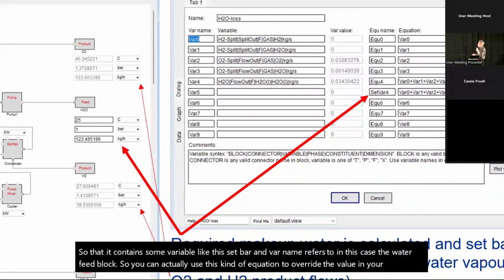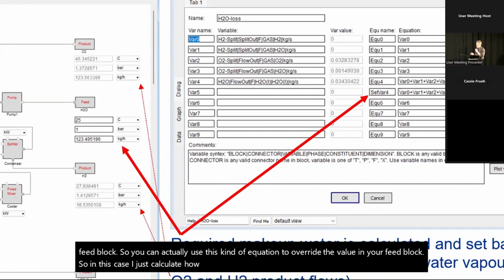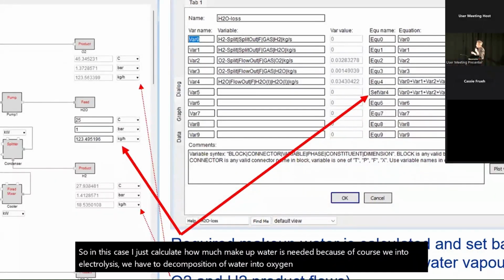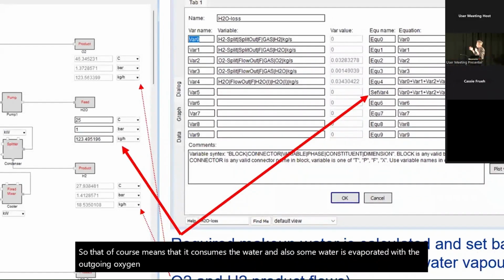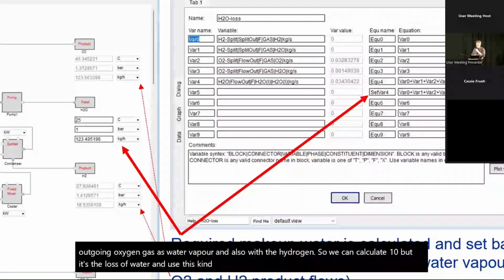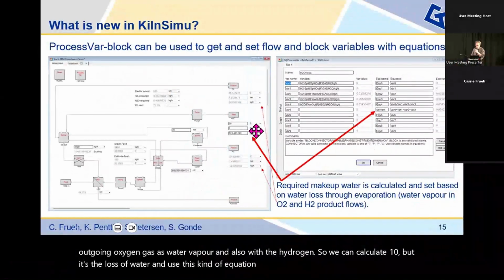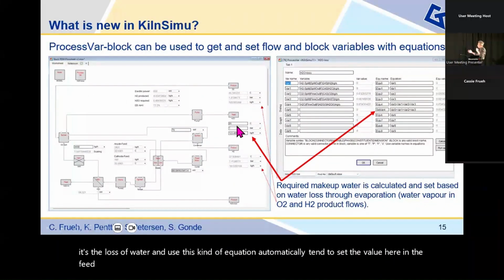So in this case, I just calculate how much makeup water is needed because of course in the electrolysis we have the decomposition of water into oxygen and hydrogen. So that of course means that it consumes the water, and also some water is evaporated with the outgoing oxygen gas as water vapor, and also with the hydrogen. So we can calculate then what is the loss of water and use this kind of equation automatically then to set the value here in the feed block where the makeup water is entered into the process.